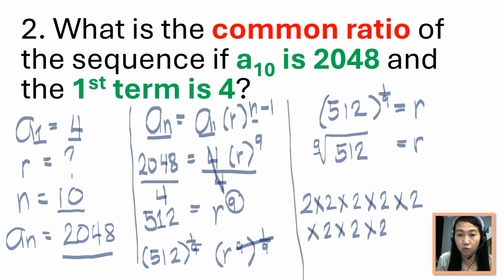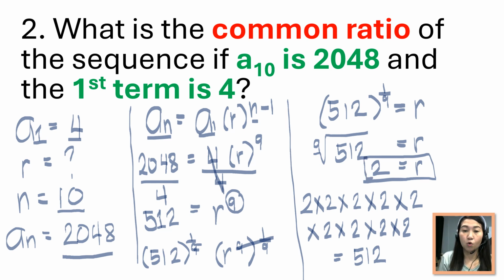Nakakailan na ba tayo? 1, 2, 3, 4, 5, 6, 7, 8. So, isa na lang. 256 times 2, it gives us 512. So, the 9th root of 512 is 2. Okay? So, na-multiply natin the number that you can multiply 9 times to itself that will give you the answer of 512 is 2. Okay? So, that is example number 2.